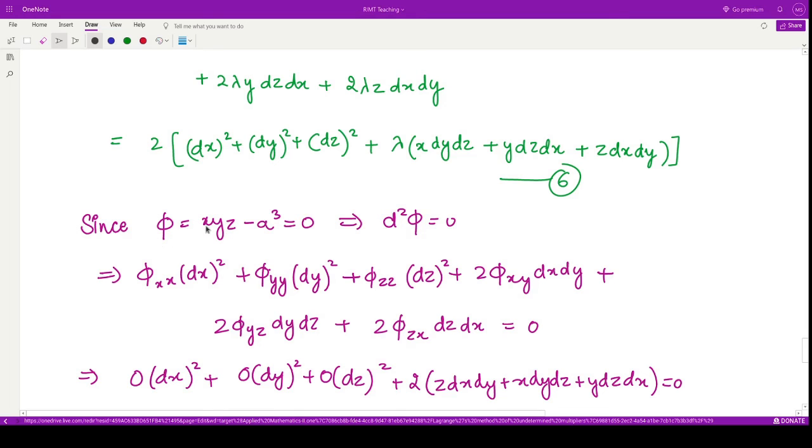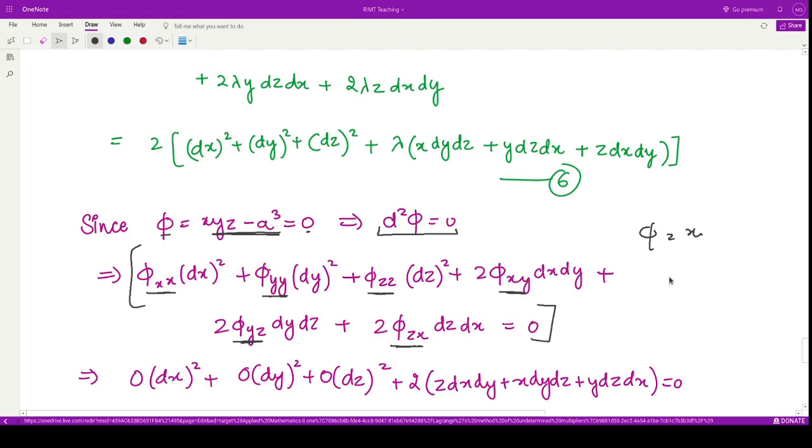So the phi is given to be xyz minus a cube. So we will calculate what is d2 phi is equal to 0. What is d2 phi? So phi is equal to 0. This is the phi which is given to you. So its second derivative would also be equal to 0. So computing that using this formula, this term is also equal to 0. Now we have to determine what is phi of x, phi of y, phi of z, phi of xy, phi of yz, and phi of zx.